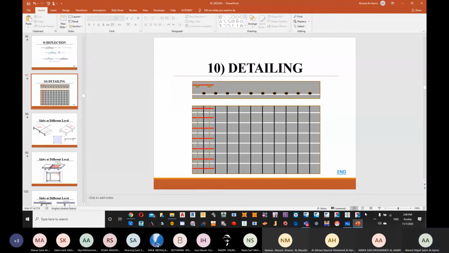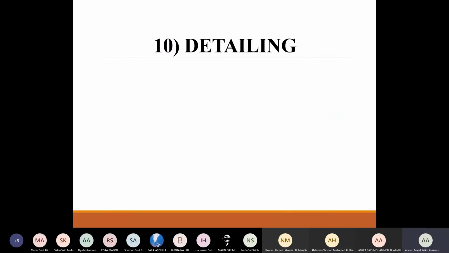Okay, so the last thing that we stopped at in the classes before the test was the detailing. So today we are going to complete the detailing problem, or the detailing part of the problem.